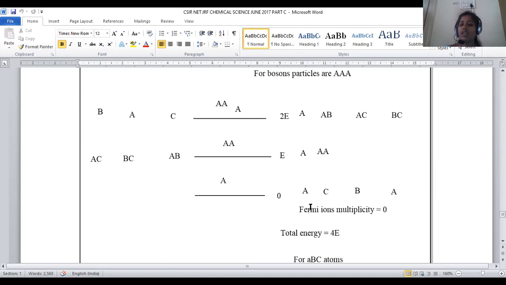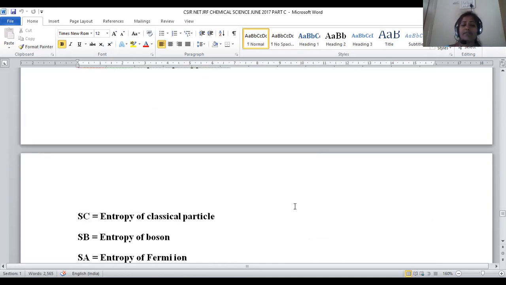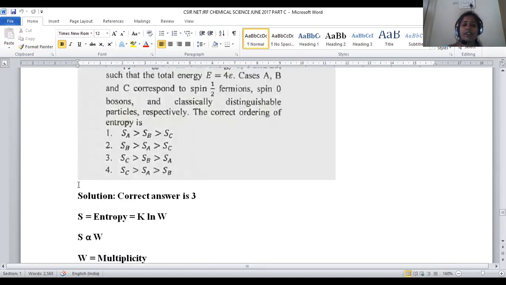That's the reason why the only possibility is that all 3 Fermions are arranged in 3 different energy levels. There is no other possibility, we are not able to arrange them in a different manner. Only this kind of arrangement is possible. That's the reason why the order of entropy will be S_C followed by S_B followed by S_F, right? Classical particle followed by boson followed by Fermion. This will be the arrangement of entropy of various particles.